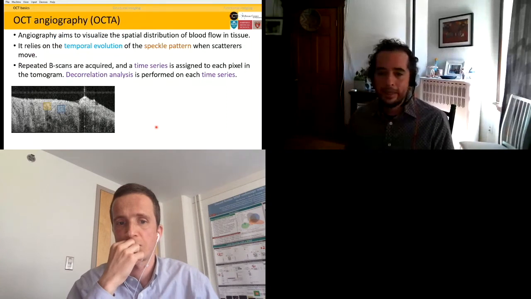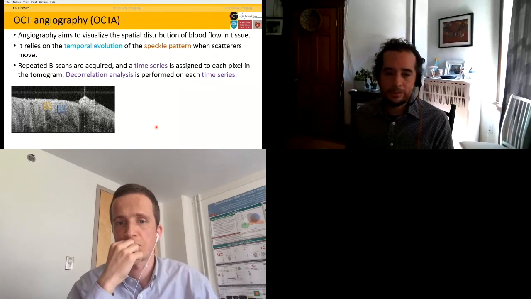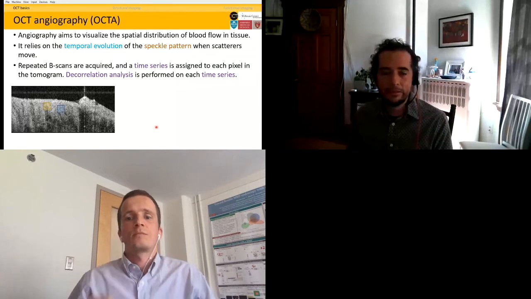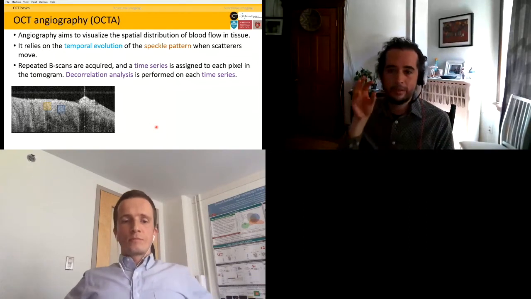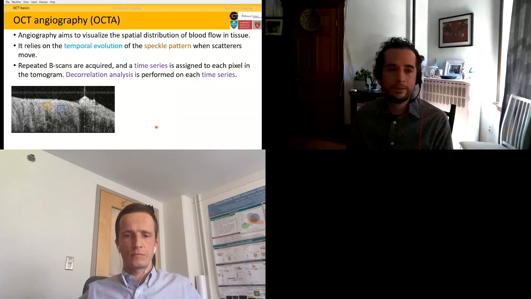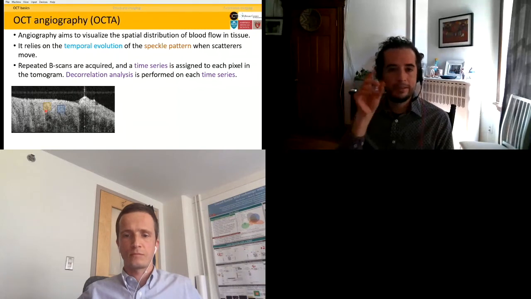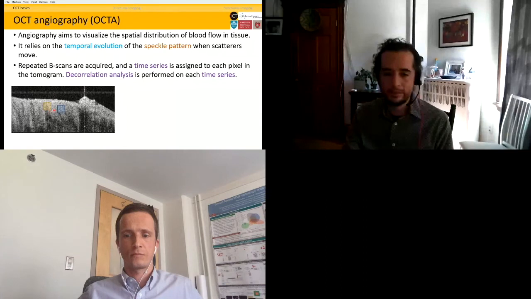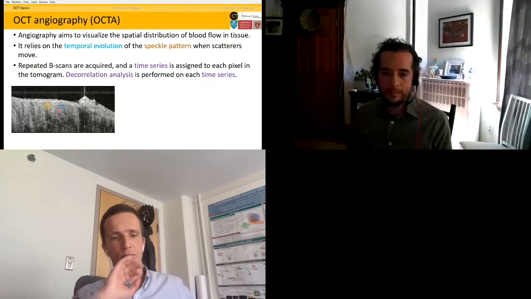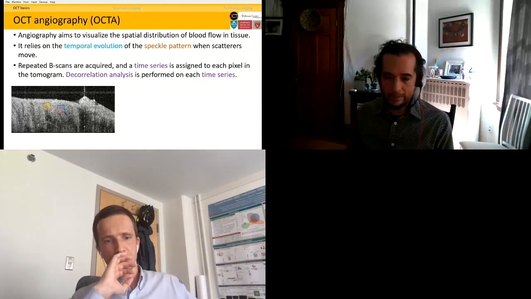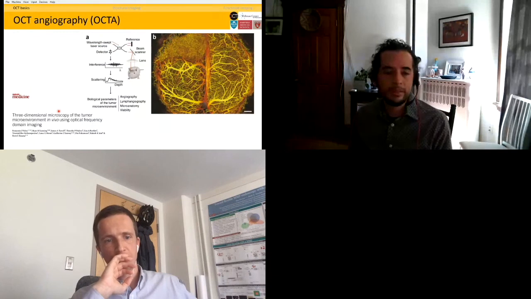And then to end, to briefly mention OCT-A, so angiography aims at visualizing blood flow in tissue, and it relies on temporal evolution of the speckle patterns. So we have an example here in which speckle moving implies that red blood cells are moving in tissue, and where the speckle is static, that means that this is essentially not perfused tissue. And then we acquire repeated B scans, and then we perform the correlation analysis to get information about blood flow.